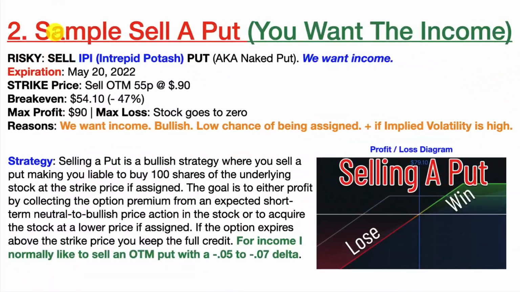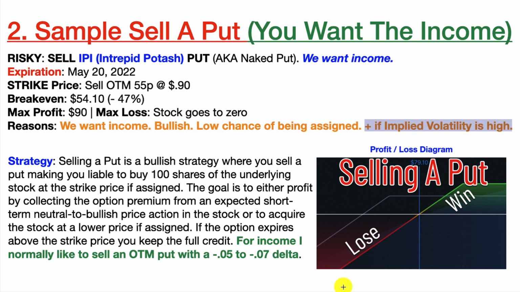In our second example, we are after the income, and our big change here is we are going to sell the out of the money $55 put and take a look at our break-even price. It is now $54.10, and that's going to be a 47% discount from the current price. And our reasons, we want the income, we are bullish, there is a low chance of being assigned, and it's also a plus if the implied volatility is high because we get a higher premium.